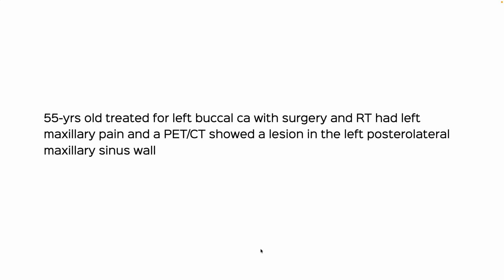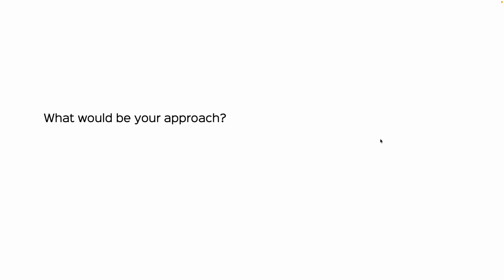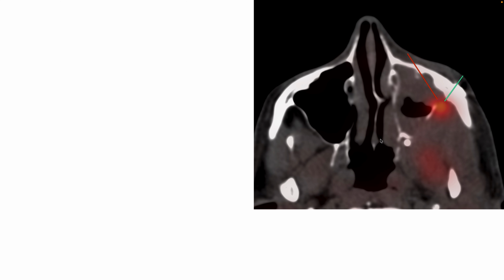So this 55-year-old was treated for left buccal carcinoma with surgery and radiotherapy, had left maxillary pain, and a PET CT showed a lesion here in the left posterolateral maxillary sinus wall, and that's it. There was nothing else. So the patient was referred for a CT guided biopsy, and I was wondering what the approach would be. Now, you could actually just go through the anterior wall. It doesn't make sense to go through the zygomatic arch.